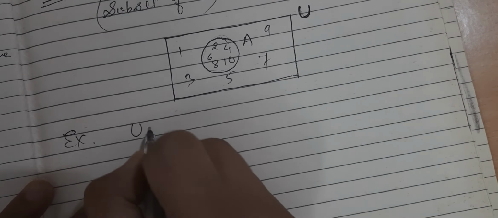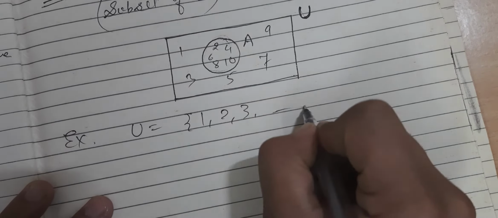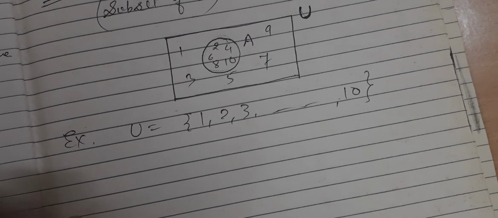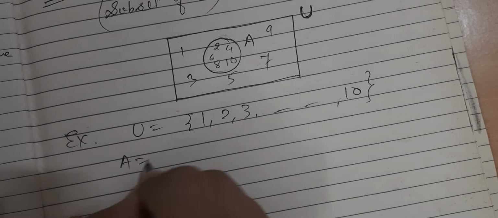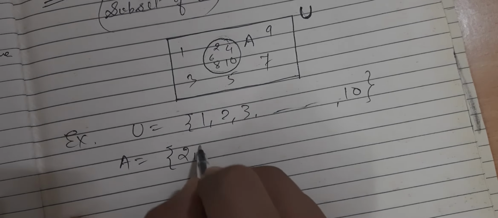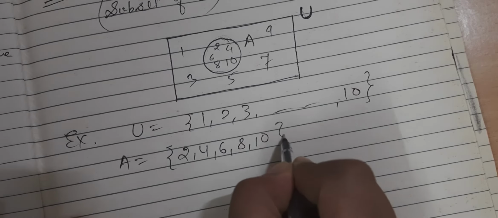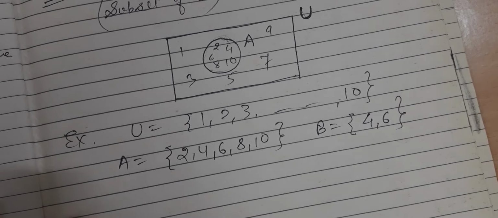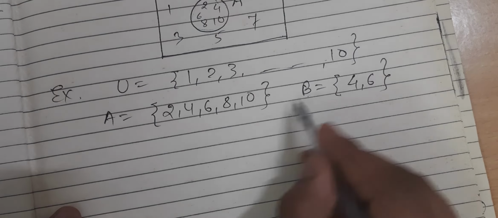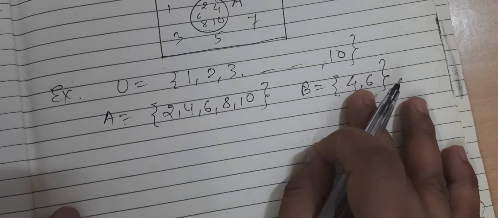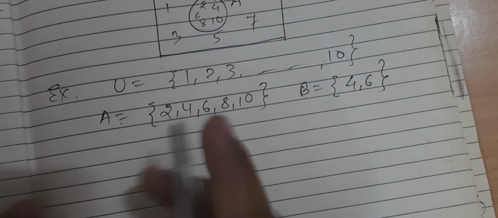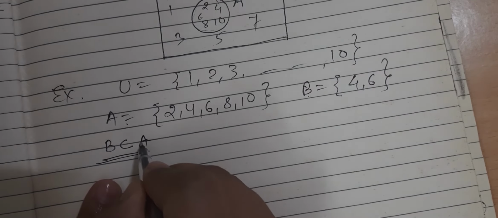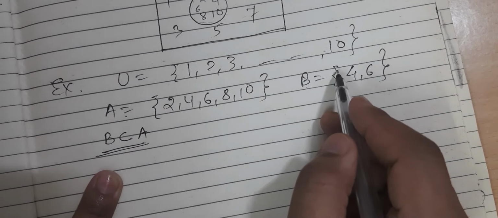Here the universal set is given as 1, 2, 3 up to 10, and we are given two sets, and both are subsets of the universal set. So here we are given set A, which is 2, 4, 6, 8, 10, and set B is also given: 4, 6. Okay, so here this set B is a subset because all the elements of set B are also the elements of set A. So B is also a subset of A, and A itself is a subset of the universal set.